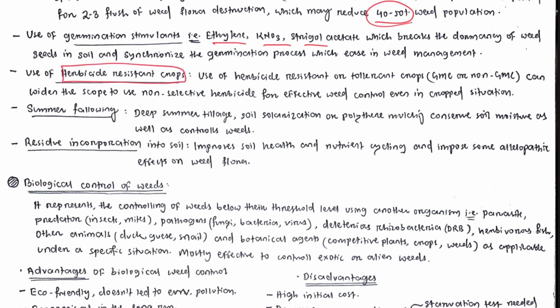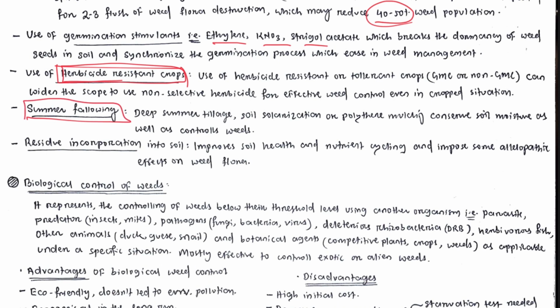Then herbicide resistant crops. We can grow different herbicide resistant crops, but they are not allowed in our country, in India. So if we are cultivating, suppose, herbicide tolerant maize, we can increase the dose of the herbicide to control weeds, or we can use a non-selective herbicide in our crop field. Suppose there is a glyphosate resistant mustard. If we are growing glyphosate resistant mustard in our field, then we can use glyphosate. The glyphosate will spare the glyphosate resistant mustard and control all the weeds present in the crop field.